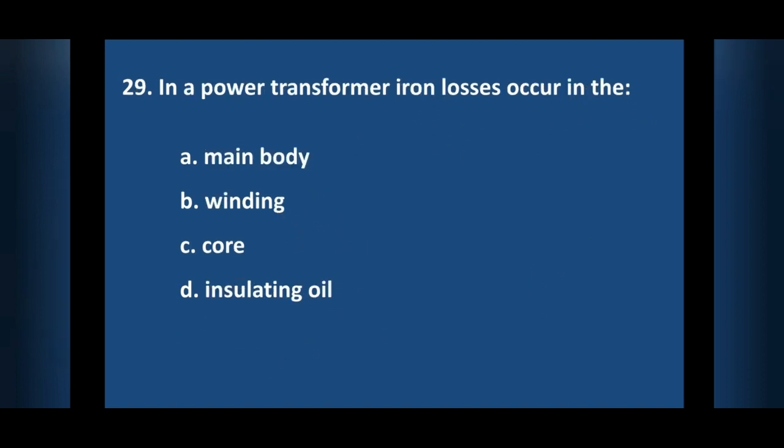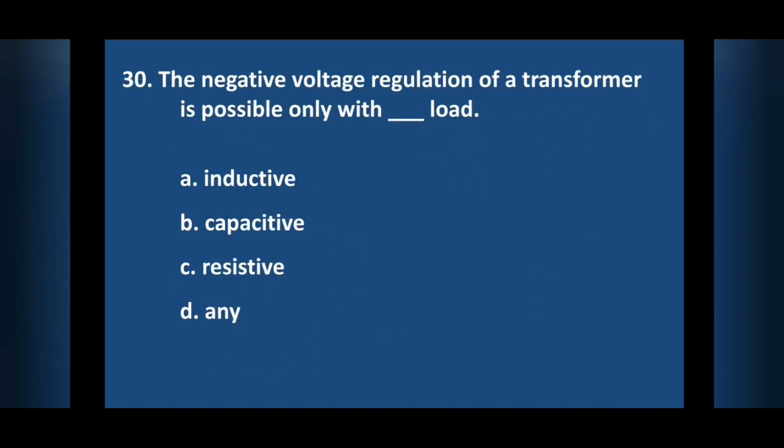Question number 29. In a power transformer, iron losses occur in the. Answer is option C, core. Question number 30. The negative voltage regulation of a transformer is possible only with dash load.